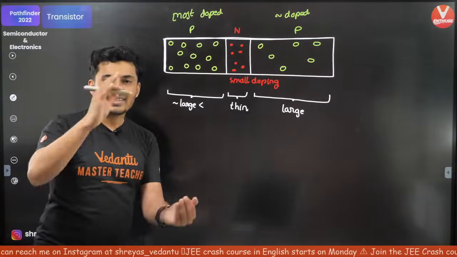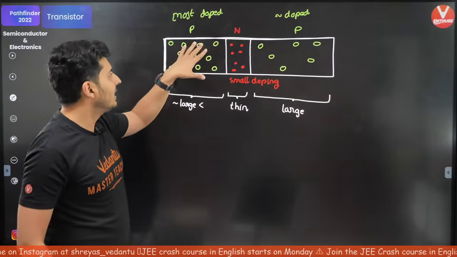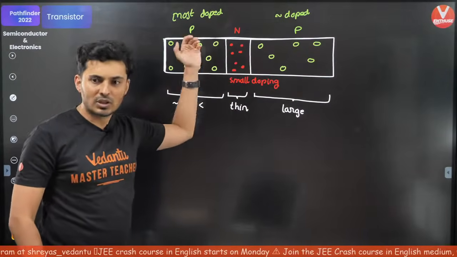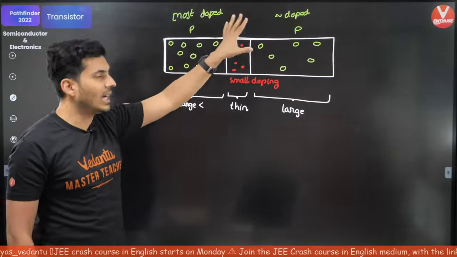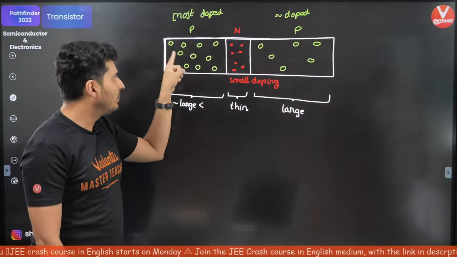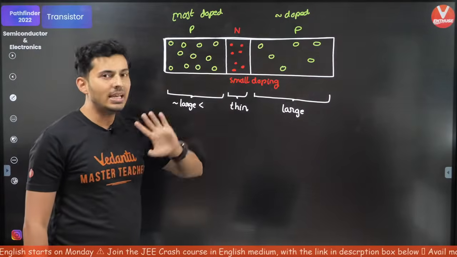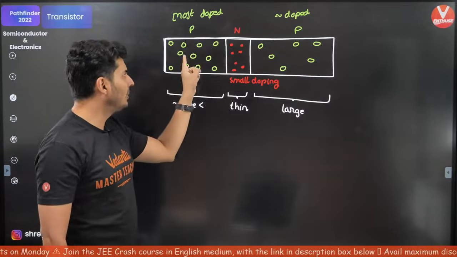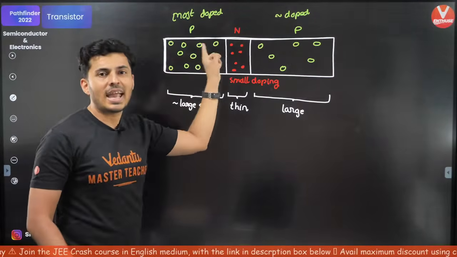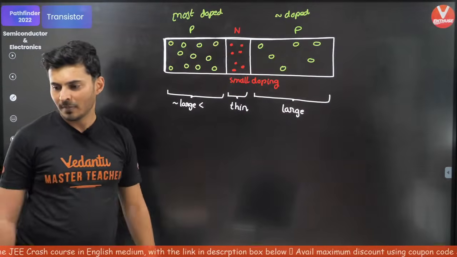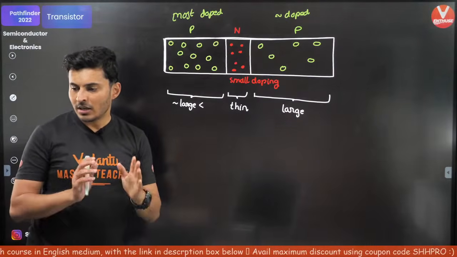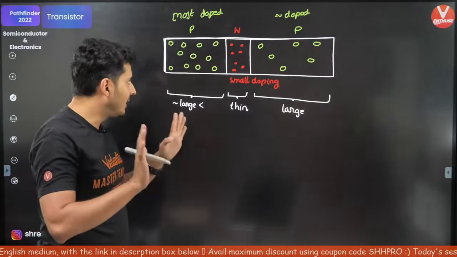Now you can do the exact other way around. You can make this N, this P and this N. That's also okay. This type of device is called a PNP transistor. If you dope it as NPN, then it is called an NPN transistor. Is that clear? Understood? Okay, fair enough.